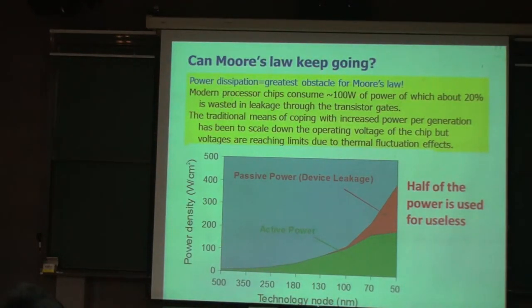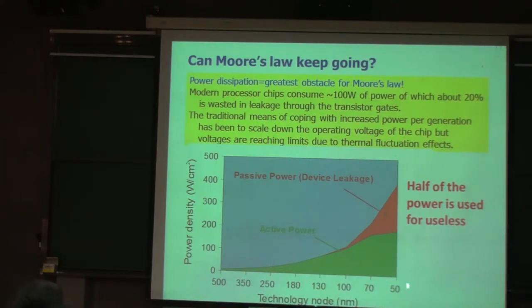So another implication for the application is related to the transistor or integrated circuit power consumption. I just use Shoucheng's figure. In this figure, this axis is the power density consumed versus the technology node or the size of the device.